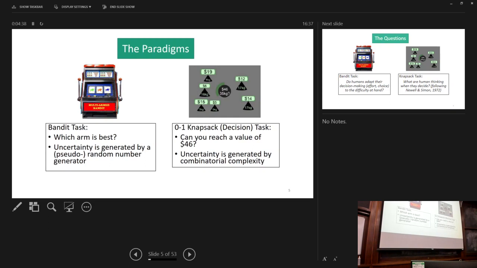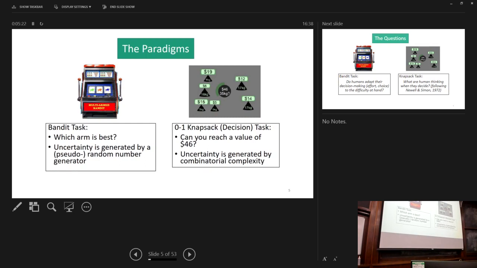On the right-hand side is a very different kind of uncertainty. It's a 0-1 abstract decision version. So you have a bunch of items. Each of these items has a value. These are $12, $14, $19. And they have a weight, 70 kilograms, 6 kilograms. And the question is, if you have a knapsack with a capacity limit of 35 kilograms, which is in the center, that's the capacity limit, and you want to reach $46 in value of the knapsack. Can you do this with a subset, maybe the whole set of these items? Yes or no? And I'll give you 20 seconds.